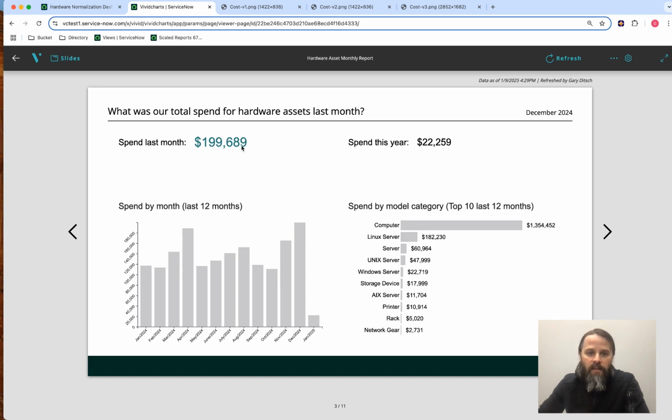I did also try to highlight this a little bit using a different color because again, the thing that we want to do most is tell the reader what the total spend for hardware assets last month was, and making that stand out a little bit more is helpful.